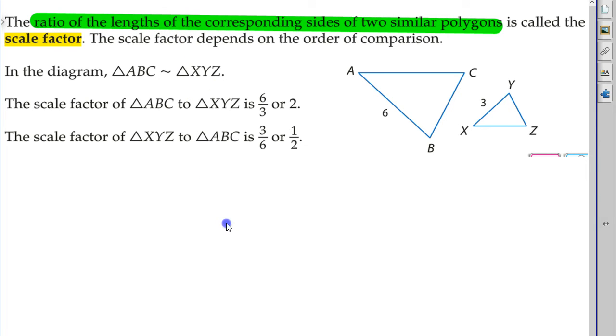That's the definition of scale factor. Now for this one, and this is important for us, we have to recognize what's the order they gave us. So the next question is on your notes: scale factor depends upon the order of comparison.